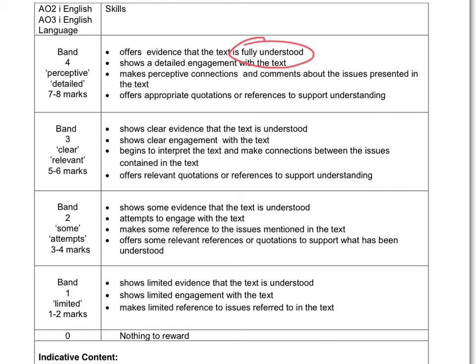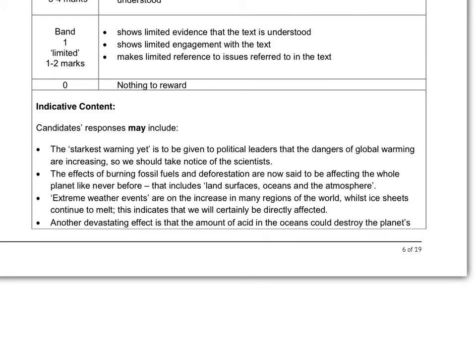The difficult thing for a lot of people is here, the beginning to interpret and to make perceptive connections. To interpret the text is to apply your own understanding of what is being said and to fill in the gaps, to read between the lines, to infer. And a good way of demonstrating that is to look at the indicative content down here, which gives the examiner some suggestions of what candidates may say about the article, about what they understand.